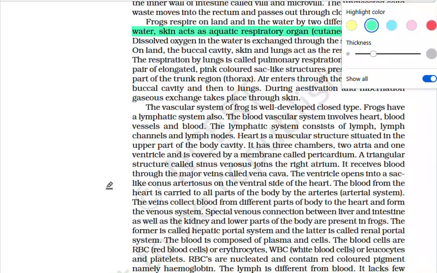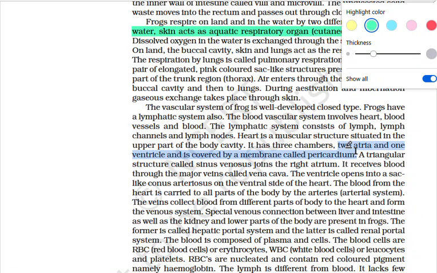The vascular system of a frog is a well developed closed type. Frogs have a lymphatic system also. The blood vascular system involves heart, blood vessels, and blood. The lymphatic system consists of lymph channels and lymph nodes. The heart is a muscular structure situated in the upper part of the body. It has three chambers, two atria and one ventricle.